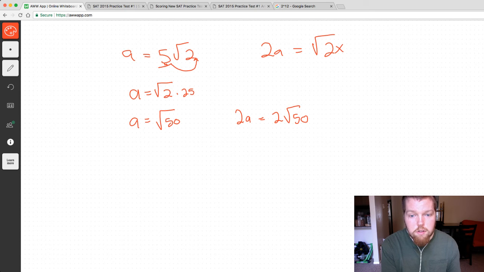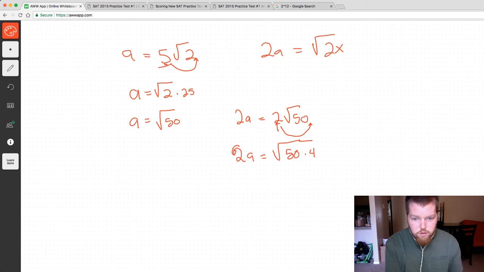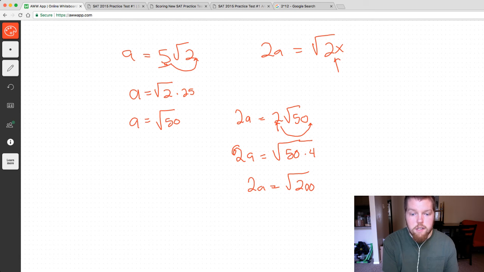And to get this number outside of the radical, we need to put it back under the radical, we need to square it. So that would be 2a equals the square root of 50 times 4, which is 200. So 2a equals the square root of 200. And it wants it in the form of 2 times x, so we do 2a equals the square root of 2 times something, which is 100. And I would say 100, final answer, number 20, 100.